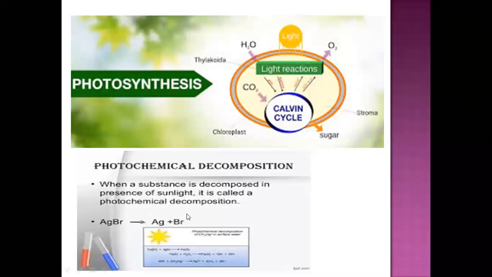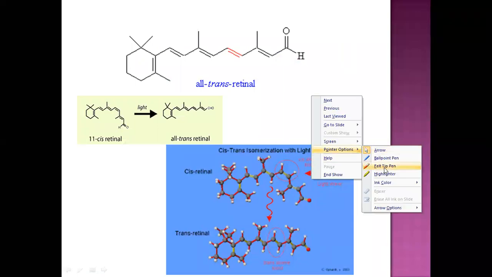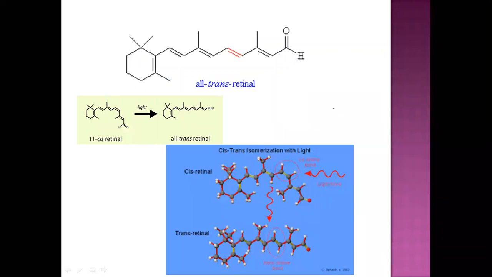Similarly, there are various reactions. One example is AgBr. AgBr in the presence of light breaks down into Ag and Br radical. Okay, in this way. In the last lecture, we already discussed this molecule, a retinal molecule. Okay, we know the chemistry behind the visualization process by our eyes.